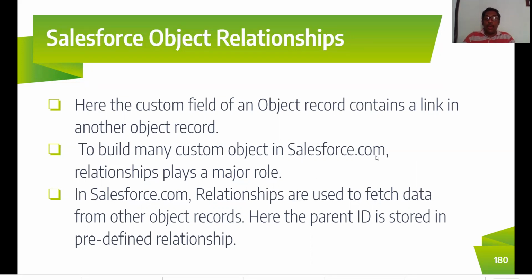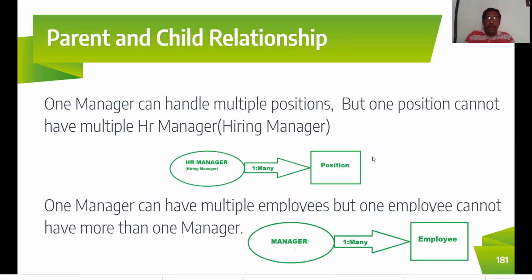Relationships are used to fetch data from other objects. Here, the parent ID is stored in the predefined relationship. Let me see the examples of parent and child relationship. I'm going to discuss three examples. The first is HR manager and position. We have two objects: HR manager is the parent object and position is the child object.